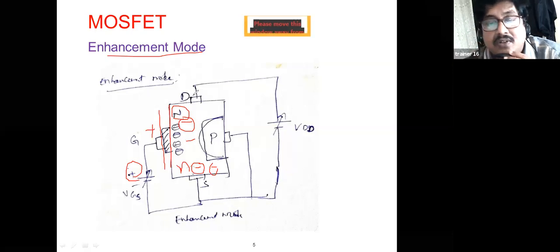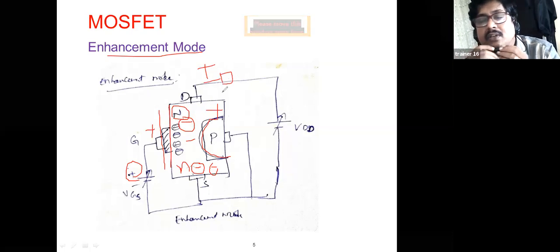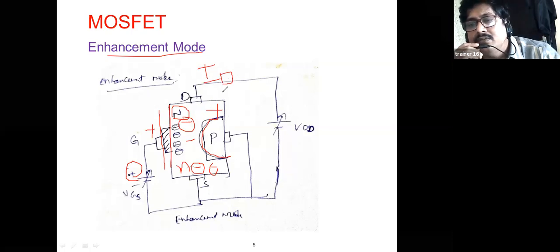Once the electrons are more, these electrons are depleted in this P type. Here the P type substrate is there, that is positive. So the electrons will dominate here compared to the P type, that is positive type. So the drain current, what happened here? The drain current increases. So now it is clear, Nagaraj.